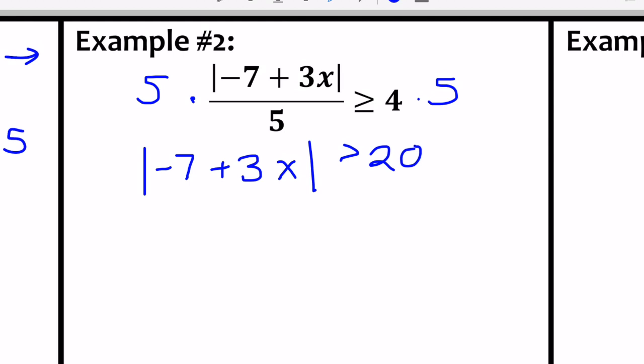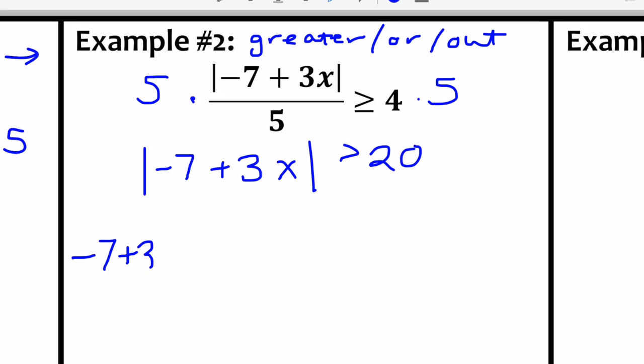At this point, the absolute value is by itself, so we get to figure out step 2, which is what type of problem is it? We have a greater than sign, so again it's going to be an or problem, and or problems you shade towards the outside. Let's go ahead and split this into our 2 different inequalities. We're going to end up with negative 7 plus 3x, which is just the part that was inside, is greater than 20. And then our word or from up above, because it's a greater than problem. And then we keep our inside, negative 7 plus 3x.